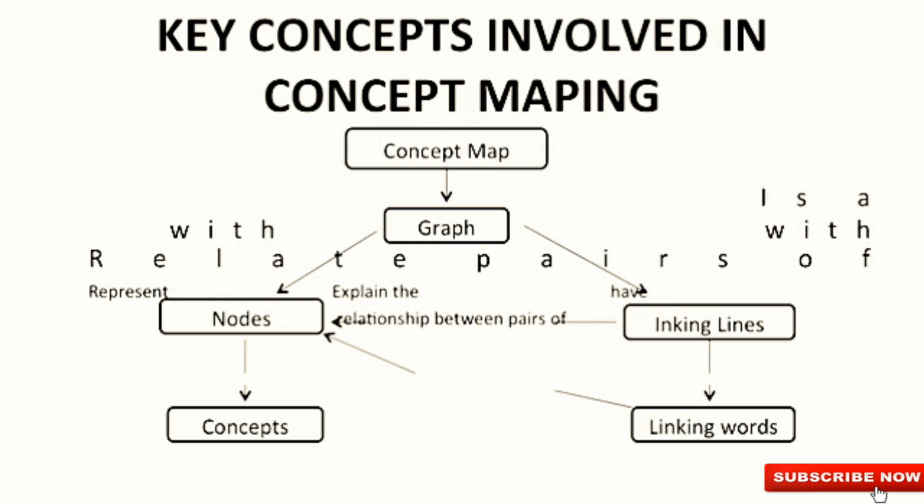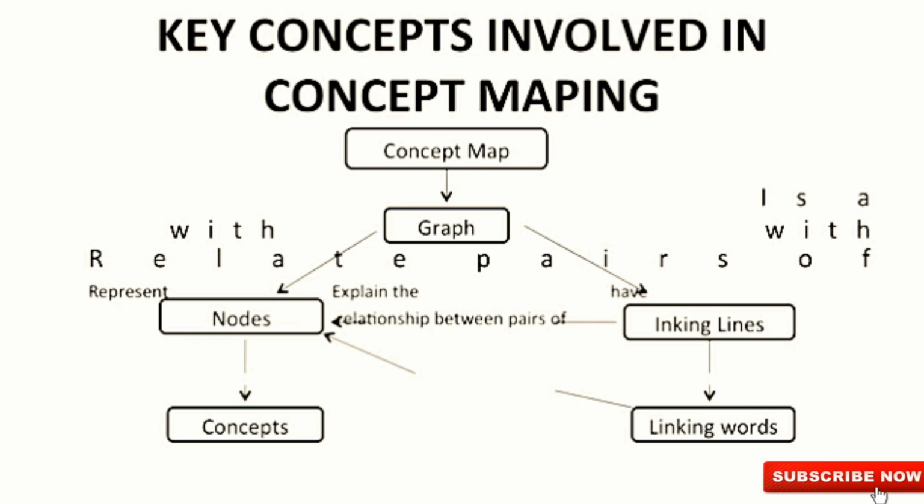we can use circles or rectangles to write the main concept, like we have written here: concept map, graph, nodes, concept, linking lines and linking words. These are linked with various lines like with, related, pair, explain relationship, and by this we can see the whole concept map, how it can be used to explain any concept of any subject.